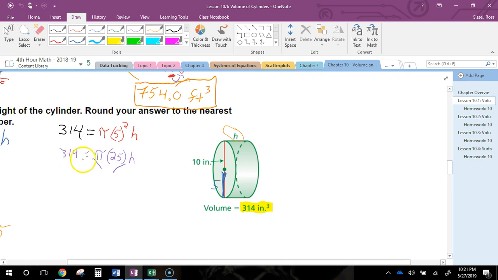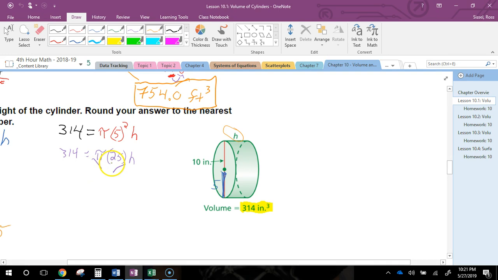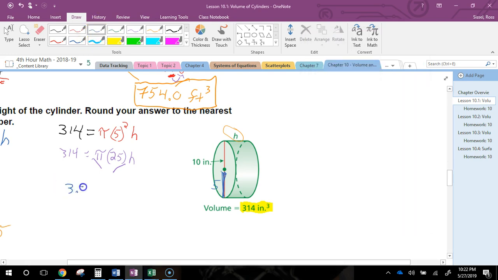So 314 equals pi times 25 times h. I'm going to go in my calculator, and to get h all by itself, well, I'm multiplying by pi and 25, so I'm going to undo those by dividing by them since they are timesing onto my h. On my calculator, I'm going to put in 314, divide by pi, divide by 25. And I'm going to get 3.99 equals h.